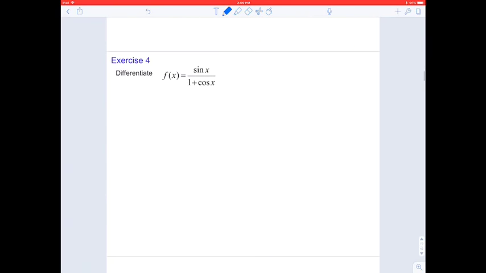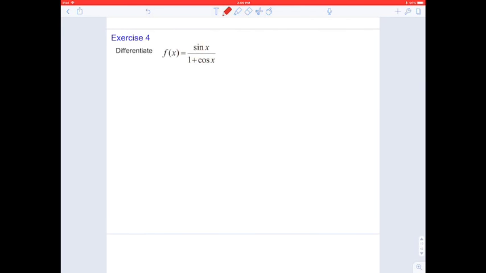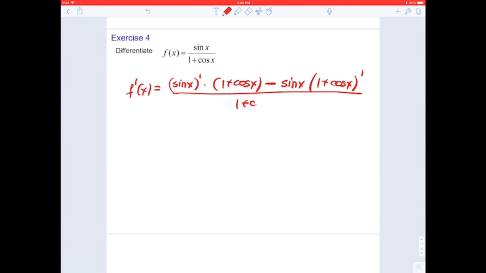Okay? Exercise number 4. Differentiate the function sine of x over 1 plus cosine of x. This one we can't really simplify. That means we have to use the quotient rule. Quotient rule is telling me that I have to take the derivative of top times the bottom expression minus top times derivative of the bottom, denominator prime, all over function from the denominator squared.